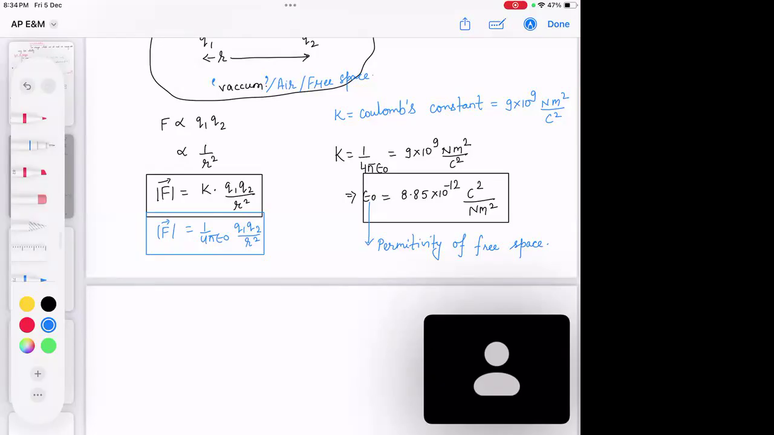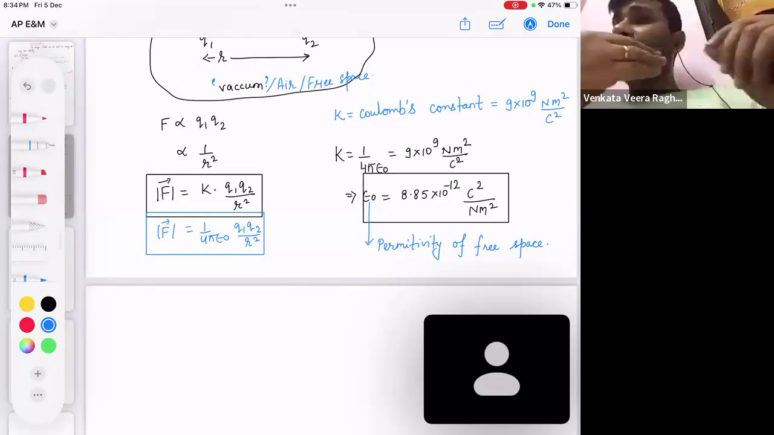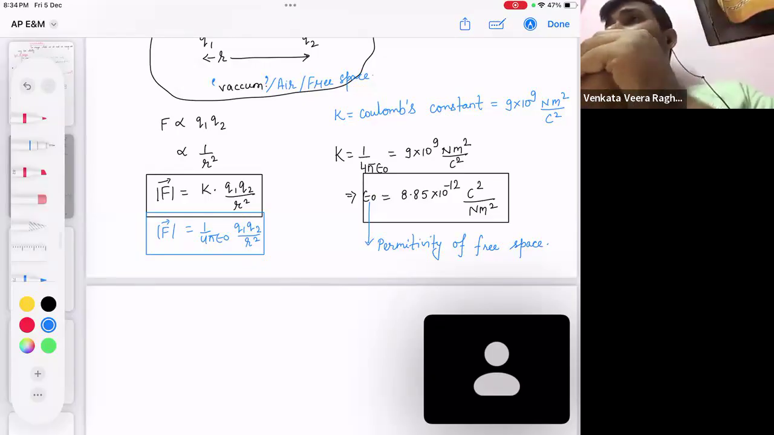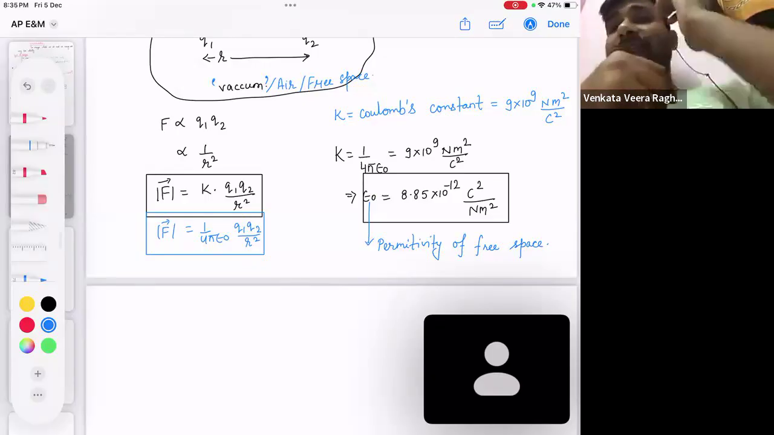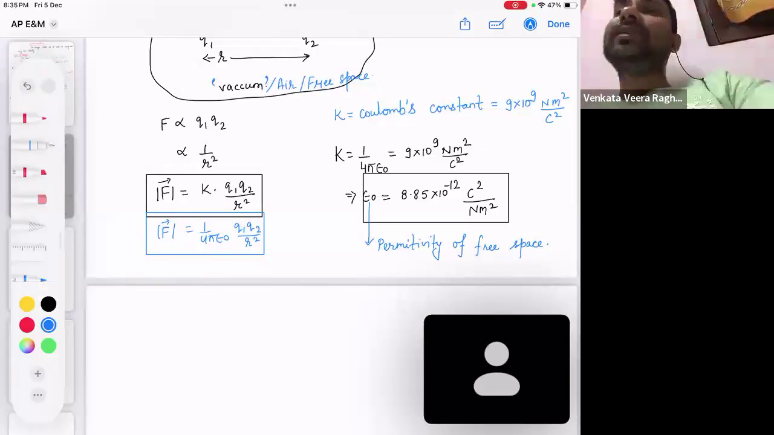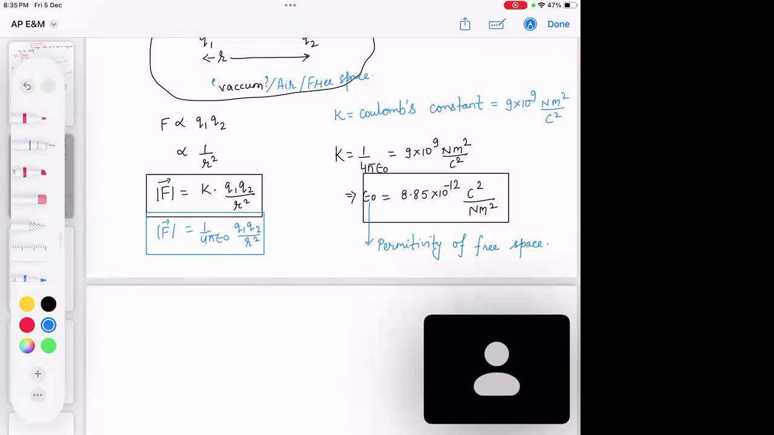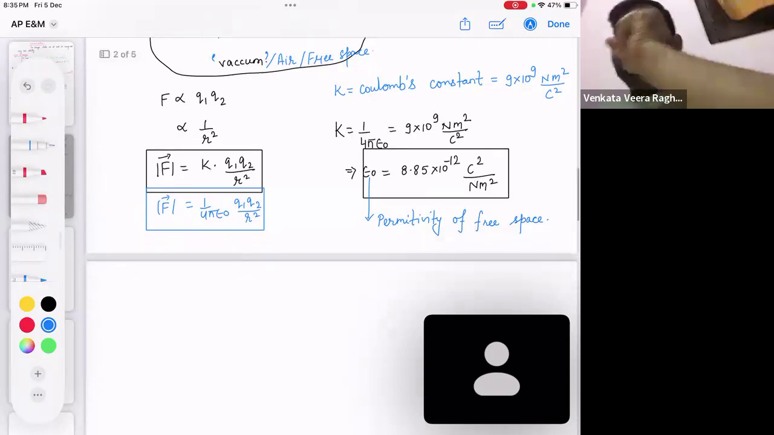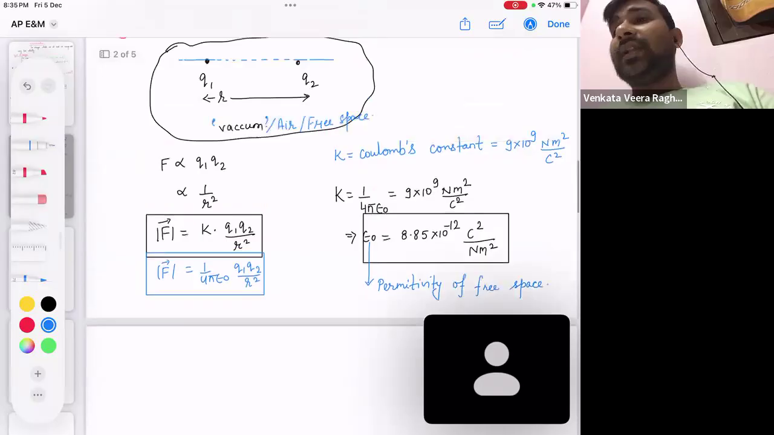So this permittivity tells us exactly the same thing, how much it is permitting, how much it is allowing the medium to get charged. Is that clear? So that is called the permittivity of the free space.